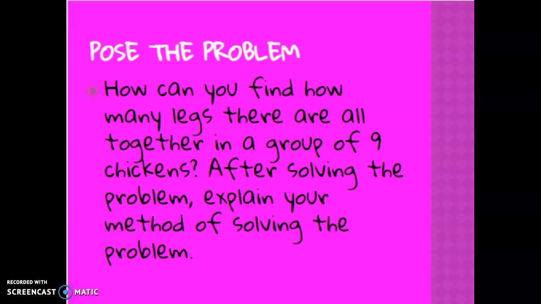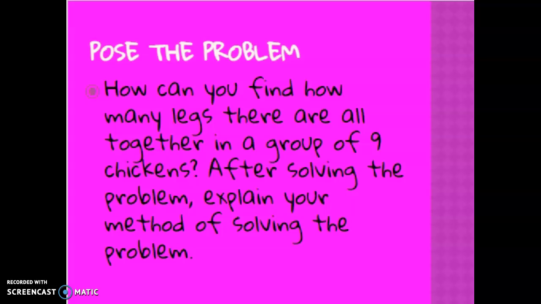So let's think about this particular problem. How can you find how many legs there are all together in a group of 9 chickens? After solving the problem, I want you to be able to explain the method that you use to solve it. So think about how you could determine the answer. We first have to know how many legs are on a chicken. So if we know that there are 2 legs on a chicken and we have a group of 9 chickens, what are some ways that you use to solve it?